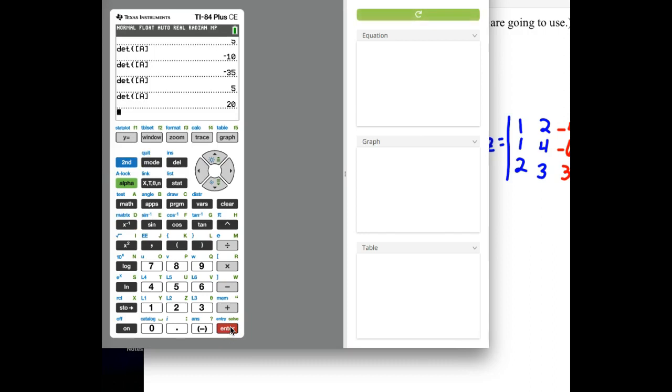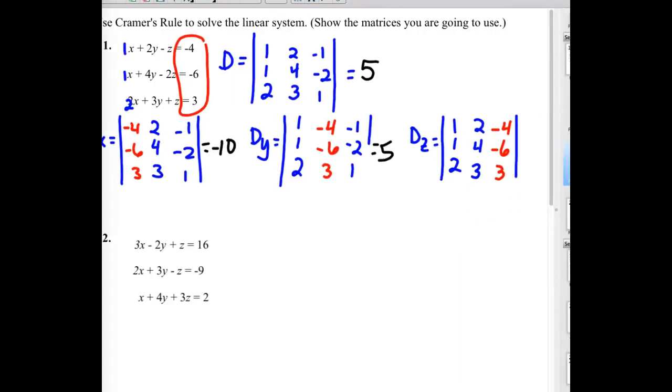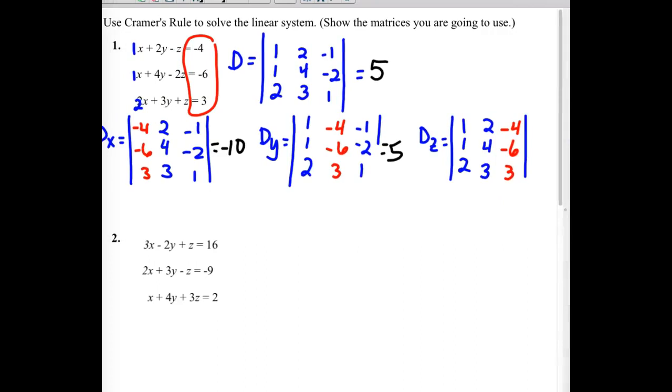Yes? Okay, now, what do we do with all of that? To find our x coordinate, we are going to take the determinant of our x matrix, -10. We're going to divide by the determinant of our coefficient matrix, which we said was a 5. So my x coordinate's -2.